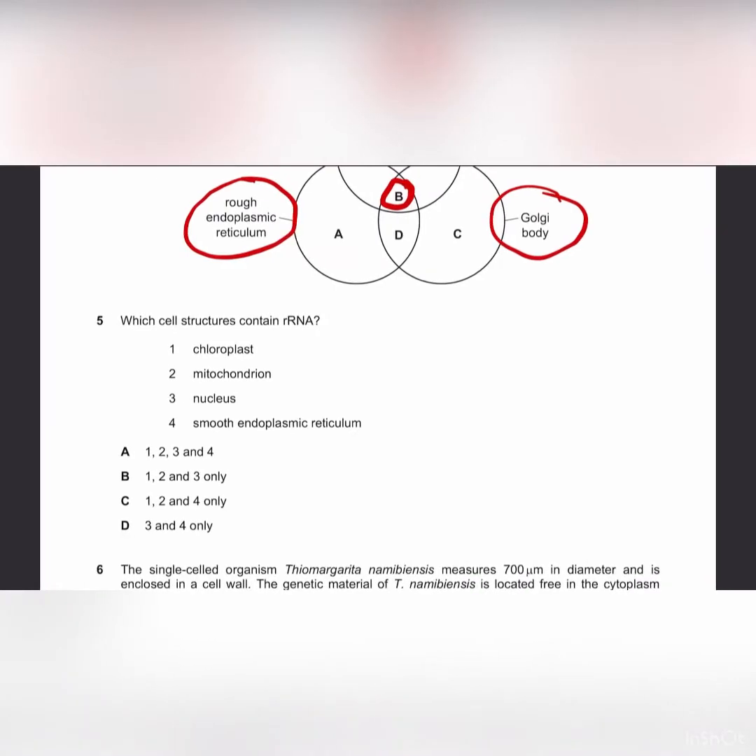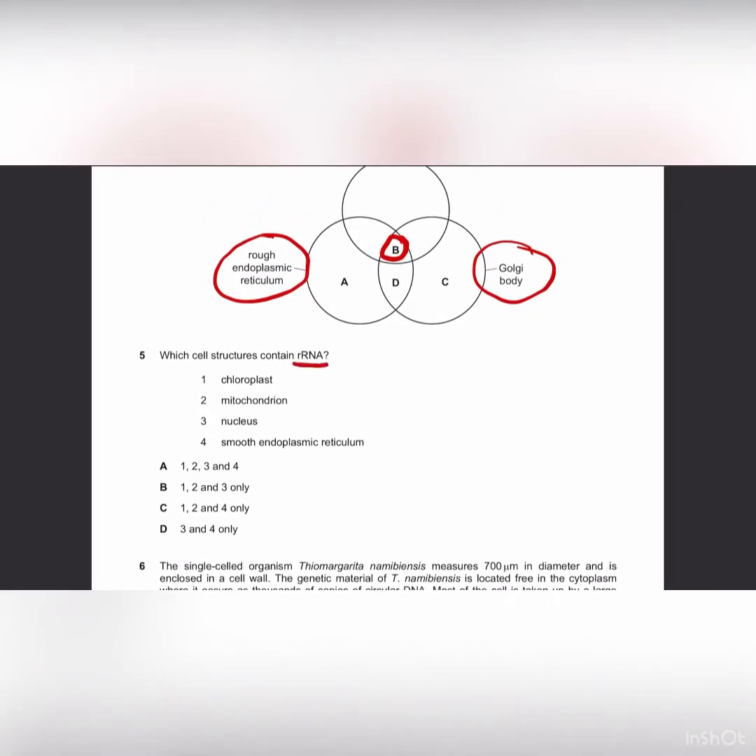Which cell structure contains ribosomal RNA? Always remember that the cell structures which contain ribosomes also contain ribosomal RNA. Ribosomal RNA is used to make what? Used to make ribosomes. So always remember that a cell structure which contains ribosomes contains ribosomal RNA. So always remember that chloroplast contains ribosomes, so it contains ribosomal RNA. Chloroplast contains 70s ribosomes. Mitochondria also contain 70s ribosomes. So they contain ribosomal RNA.